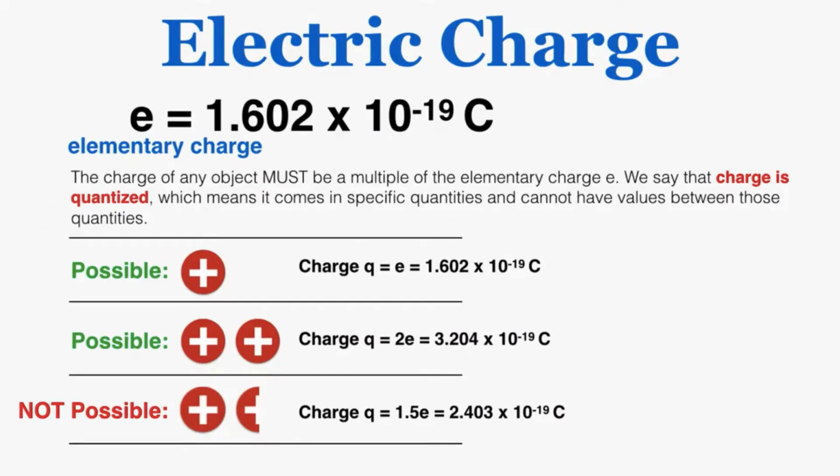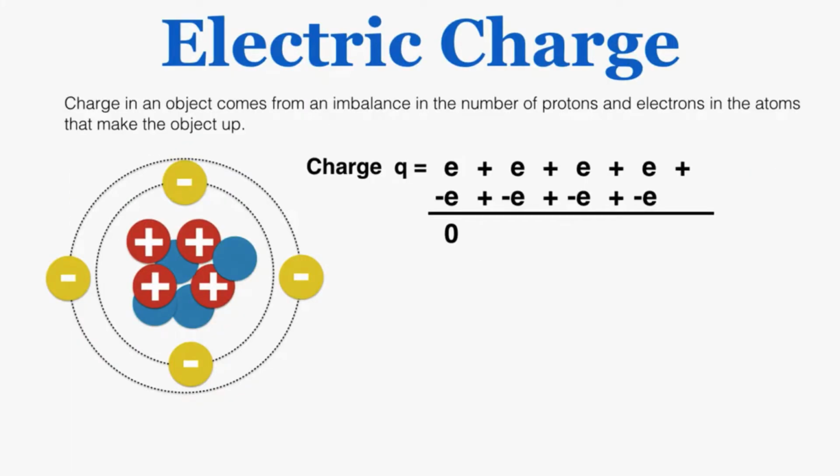This means that the charge of an object must be a multiple of the elementary charge. So you can have 1 proton or 2 protons of charge, but you can't have 1.5 protons of charge. That's not possible. Because it comes in these very specific amounts, we say that charge is quantized, which is a physics way of saying that it comes in specific quantities and it can't take values between those quantities.